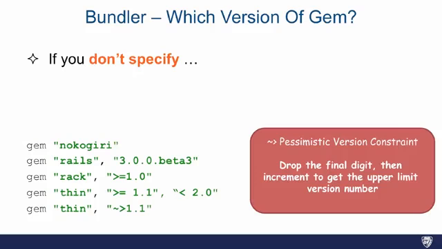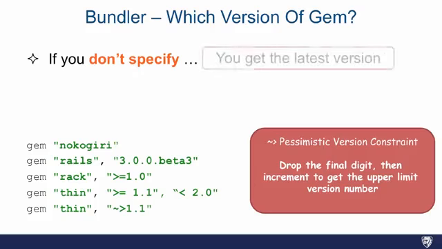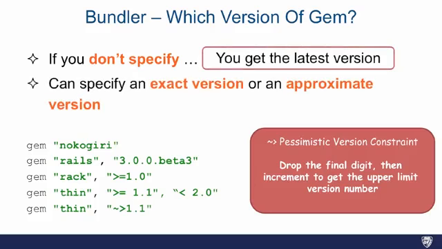So which version of a gem gets installed? Well, if you don't specify anything, you get the latest. You could also specify an exact version or an approximate version of a gem that you want to be installed. So for example, in this case you get the latest. In this case you get an exact version. In this case you get something greater than 1.0, even if it's version 4 or 5 or whatever the latest is, past this version. You could also specify lower and upper bound. So for example, in this case you're saying greater than 1.1 and less than 2.0.